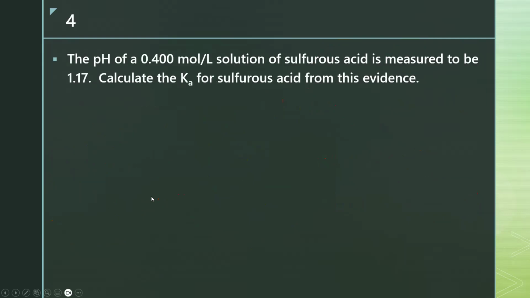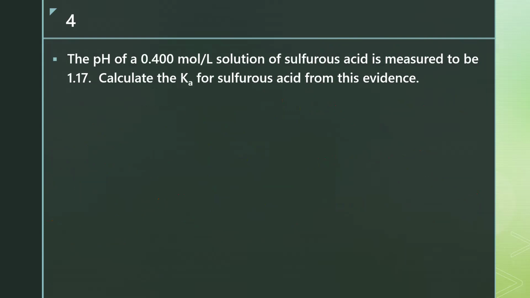This is technically the second last question. The last one has 3 parts to it, but we'll get there when we get there. Anyway, the pH of a 0.400 mole per liter solution of sulfurous acid is measured to be 1.17. Calculate the Ka for sulfurous acid from this evidence. Pause the video here, give it a try.